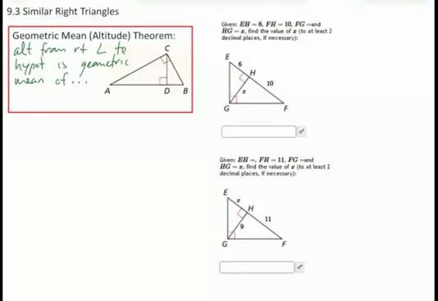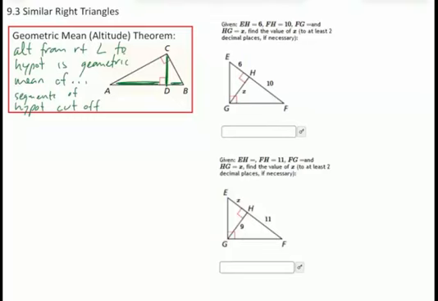Okay, so this altitude CD that's drawn from a right angle to the hypotenuse is the geometric mean of the segments of the hypotenuse cut off. What that means is it's the geometric mean of these two values. And once again, there's a number of different ways that you can write that.